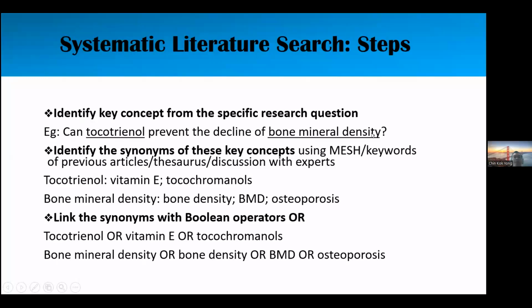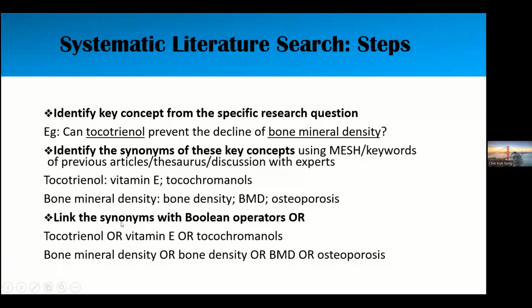second concept. Second step, you can look for synonyms of these key concepts using MeSH keywords or previous articles, thesaurus, or discussion with experts, as I said just now. So for tocotrienol, the related concepts are vitamin E and tocopherols. There may be more, okay? Bone mineral density, it can be bone density, it can be BMD, it can be osteoporosis, for example. Okay, so these are the synonyms for tocotrienol. These are the synonyms for the second concept, bone mineral density.